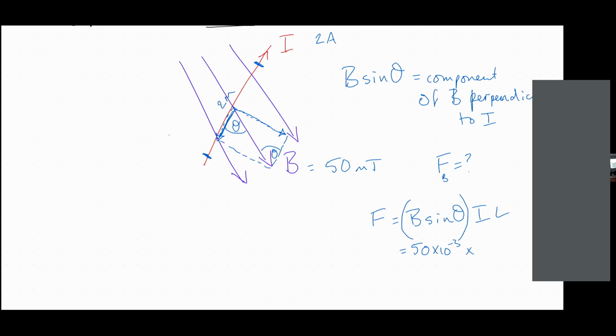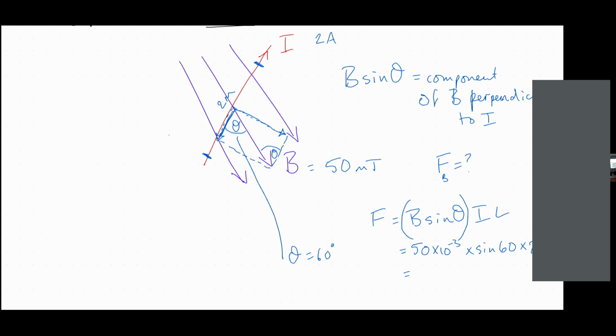60 degrees? Should we go with 60 degrees? So sine 60. So this angle theta is equal to 60, right? Times I is 2 times and L is 2. Can you see that this is how you do it, right?